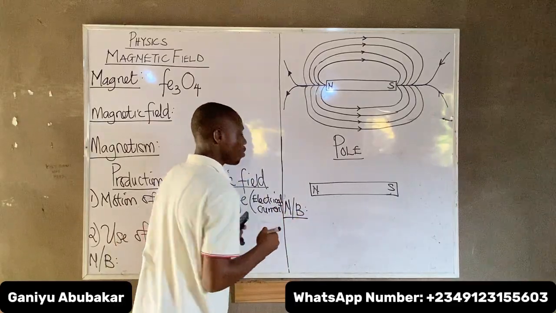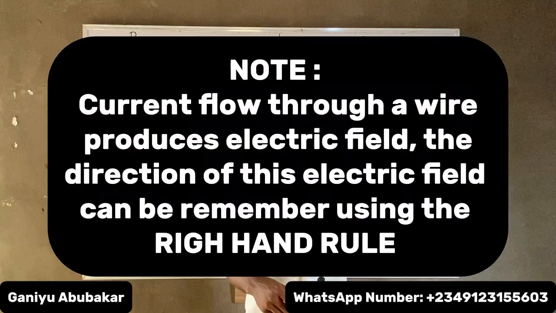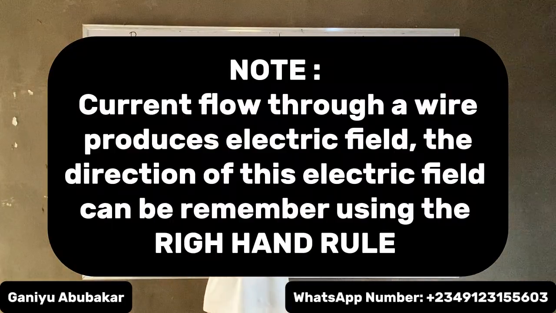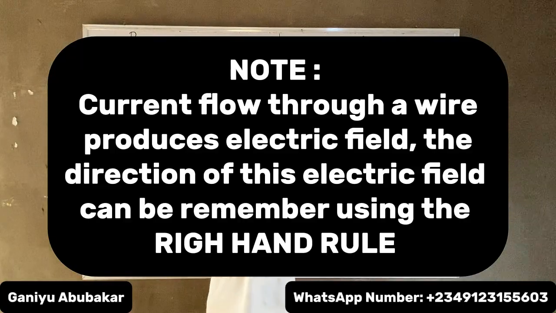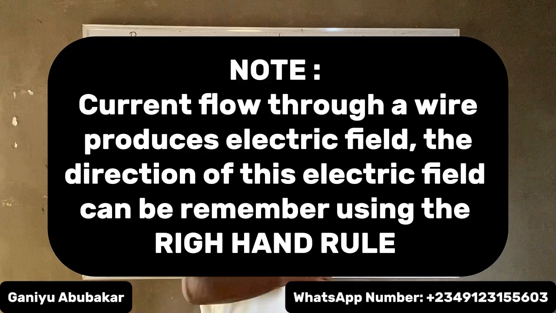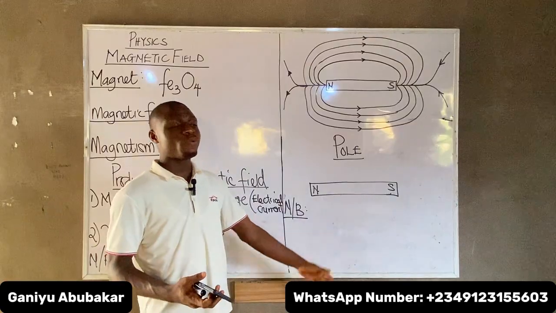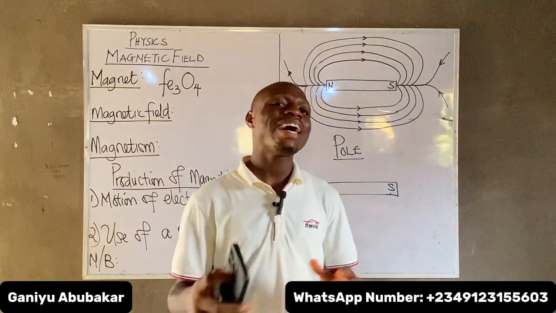At this junction, please note an important concept. Very important, please note: current flow through a wire produces electric fields. The direction of the electric field can be remembered using the right hand rule. This particular note will take us to something called the right hand rule.